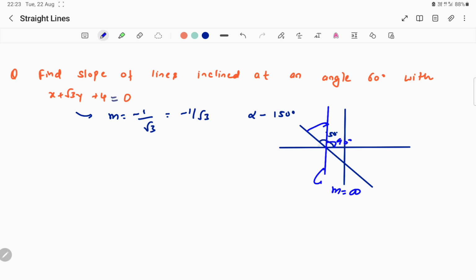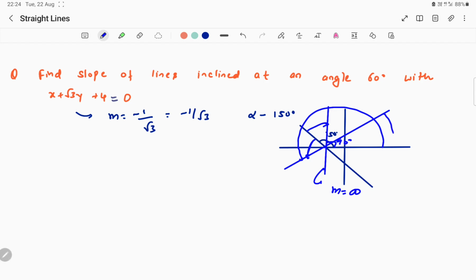Okay. The other is that you make 60 degree in this direction, isn't it? So when you make 60 degree in this direction, what is the total angle? 150 plus 60, which is 210, isn't it? But we know the angle of inclination lies between 0 and pi, isn't it?